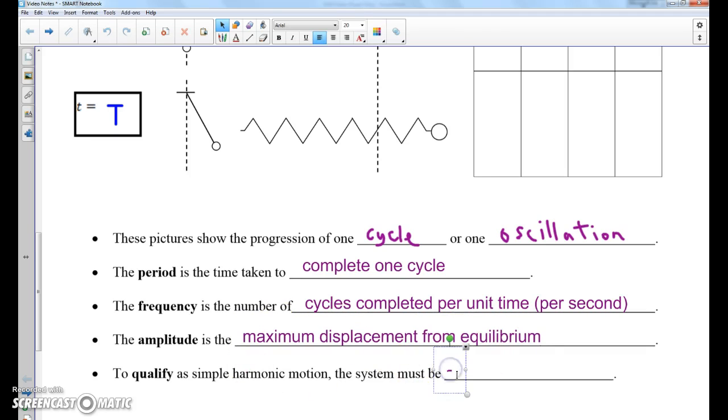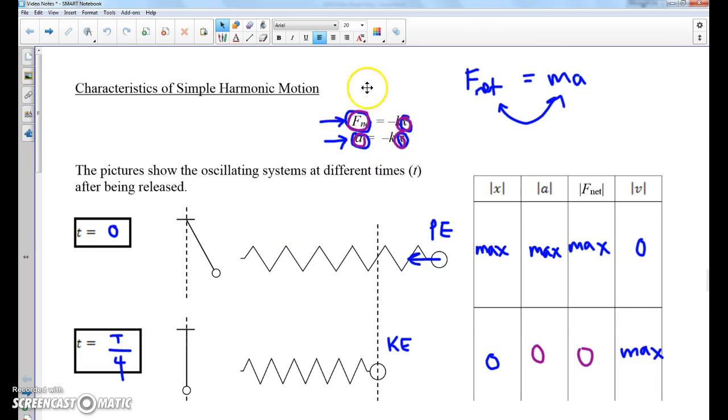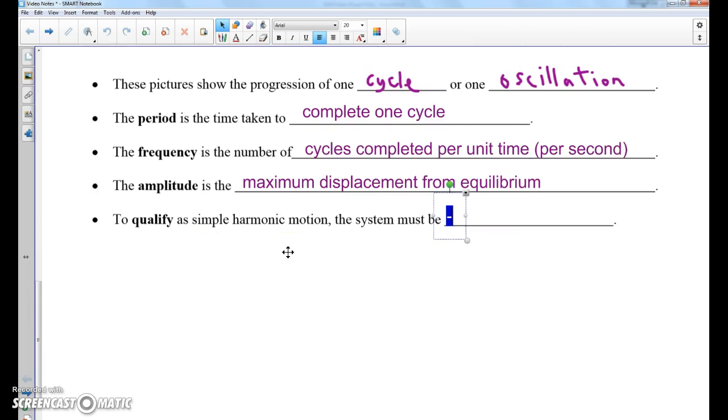Now, to qualify as simple harmonic motion, you have to have the equation on the very top. Either of these gets you to simple harmonic motion. But we could say something more, which is, by simple, one of the things we mean is that the system must be frictionless.